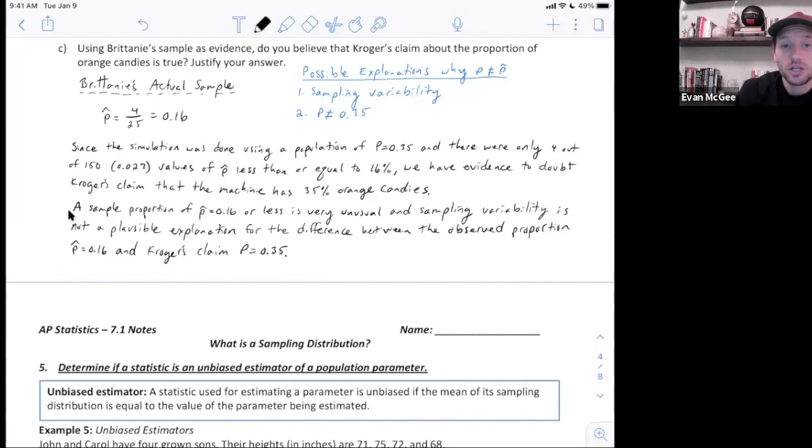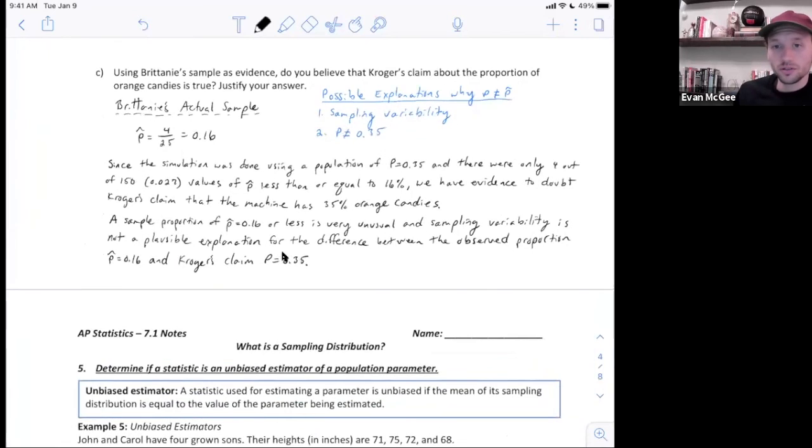A sample proportion of 16% or less is very unusual, and sampling variability is not a plausible explanation for the difference between the observed proportion and Kroger's claim of 35%.